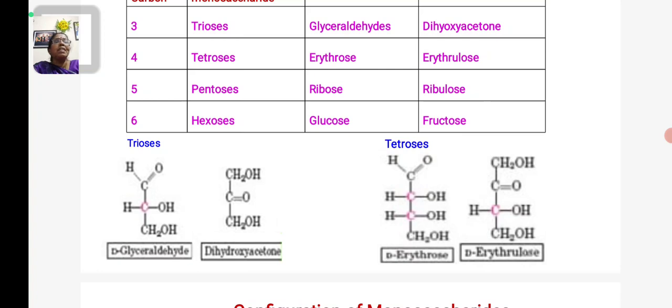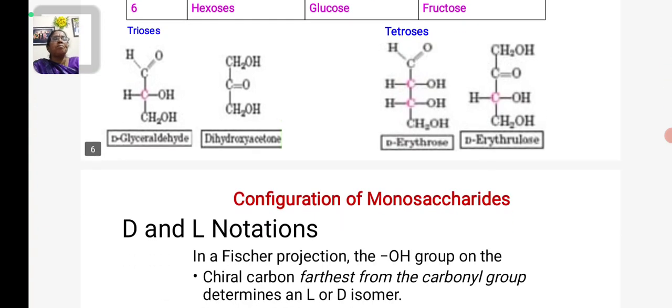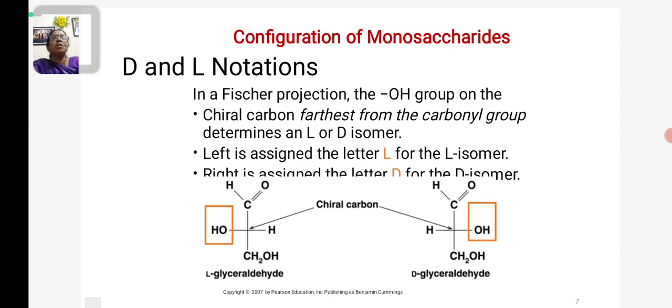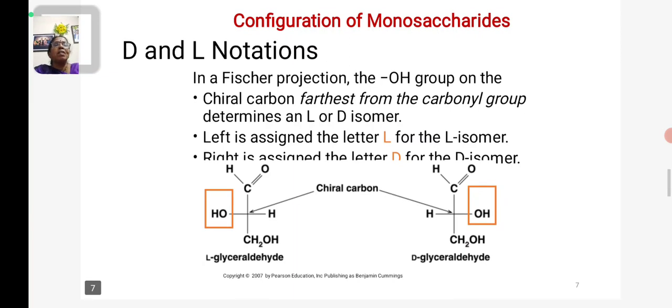As structure examples: triose, glyceraldehyde, which has the D configuration, and for ketotriose, dihydroxyacetone. Aldotetrose, example D-erythrose, and for ketotetrose, D-erythrulose. To give the notation D or L for aldoses and ketoses, we have to write the Fischer projection formula. In the Fischer projection, the OH group on the chiral carbon farthest from the carbonyl group determines whether the given monosaccharide is an L isomer or a D isomer.